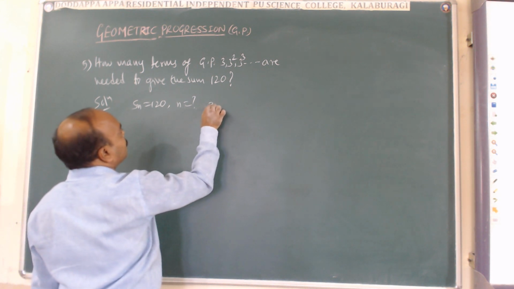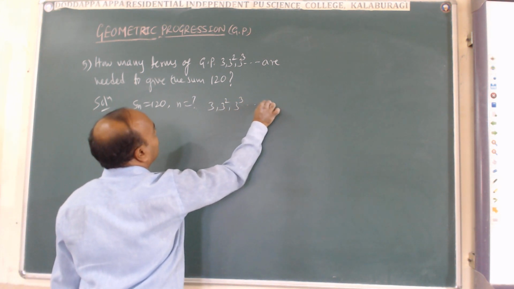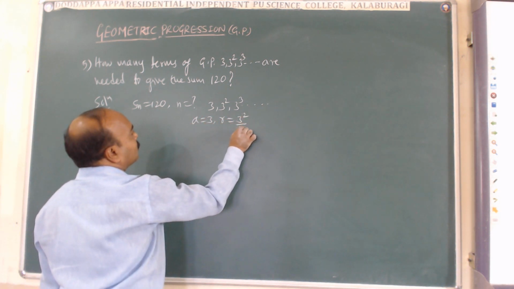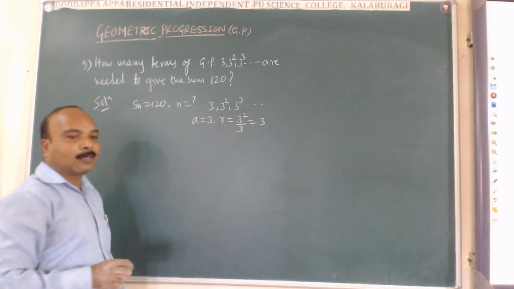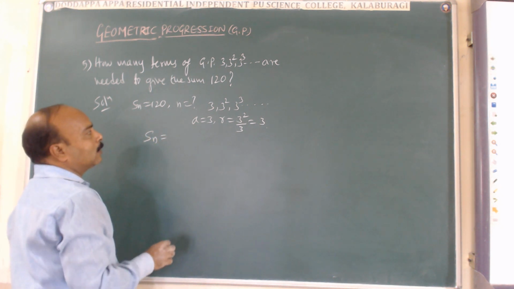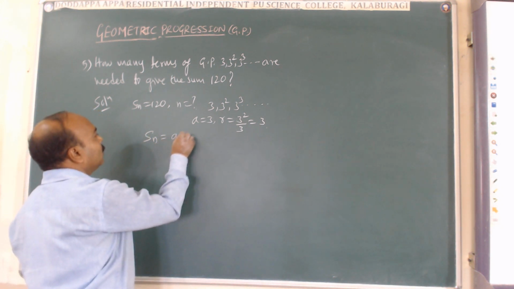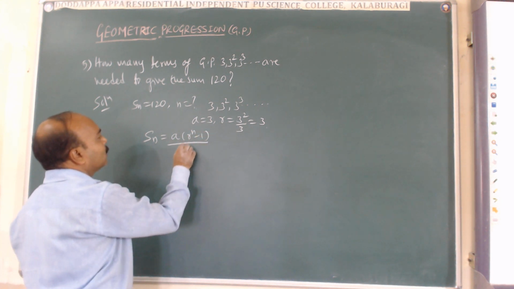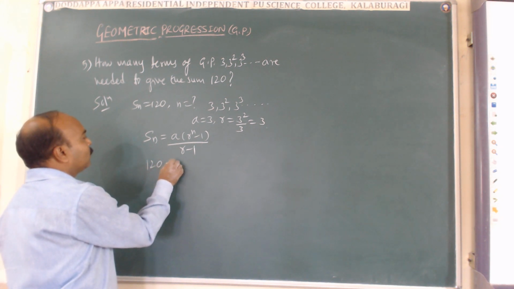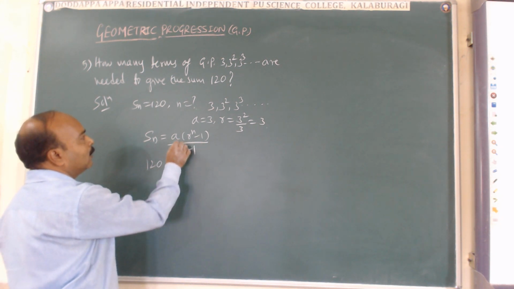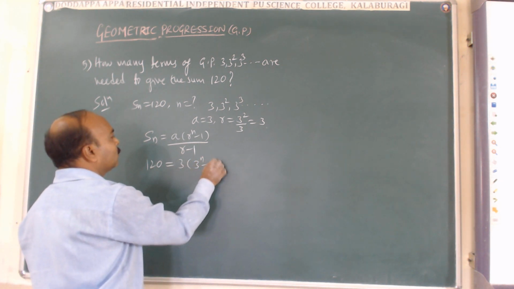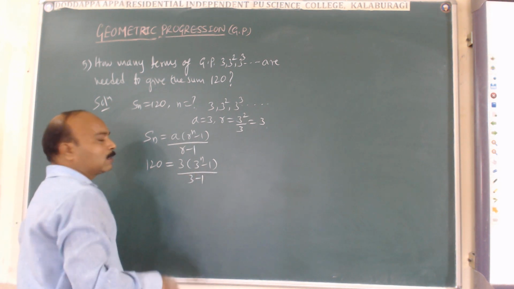The given sequence is 3, 3 square, 3 cube and so on. Clearly a value is 3, r value is 3 square by 3, it is 3. r value got, a value got. Now we can use the formula for Sn. Here r is greater than 1, we write a into r raised to n minus 1 by r minus 1. It is the sum to n terms of GP. Put Sn equal to 120 given. a value is 3 into 3 power n minus 1 divided by 3 minus 1.